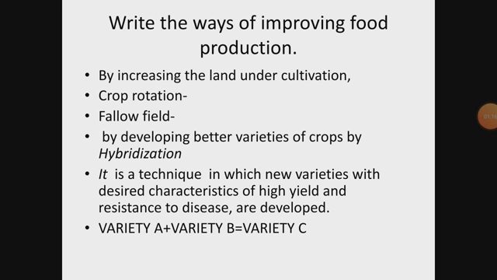Next important topic is what are the ways of improving the crop production? By increasing the land under cultivation. If we want our yield to be increased, we have to increase the land under cultivation. Then some special techniques can be opted by the farmers, like crop rotation.